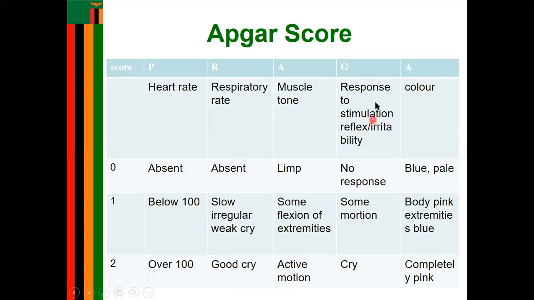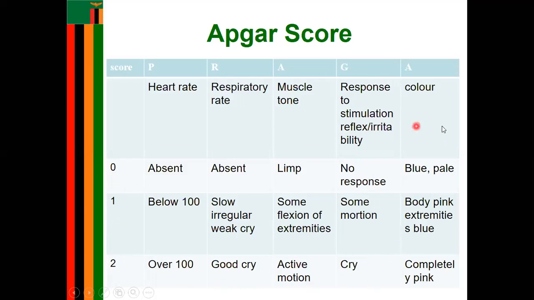Then when it comes to grimace, this is in terms of response to stimuli or irritation. So if you touch the baby and you feel there's no response, you are going to give a score of 0. If there is some motion, you'll give a score of 1. And if the baby cries, you're going to give a score of 2.